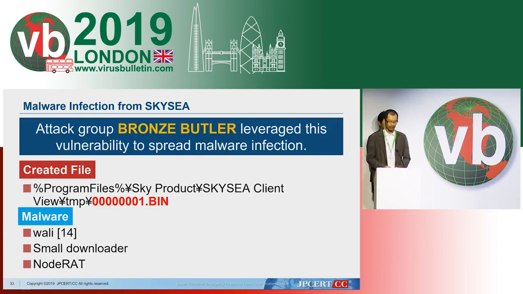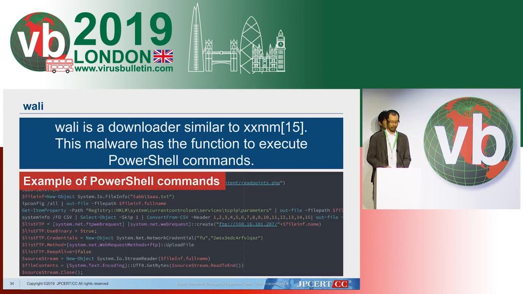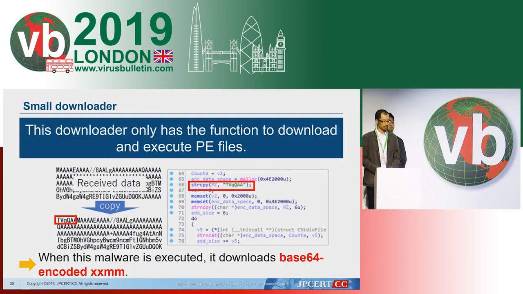The attack group Bronze Butler leverages this vulnerability to spread multiple malware infections. The first is Wali. Wali is a downloader. This malware has a function to execute PowerShell commands. Wali received a script that collects host environment information. Second is a small downloader. This downloader only downloads and executes files. When this malware is executed, it downloads a base64 encoded RAT called XXMM.